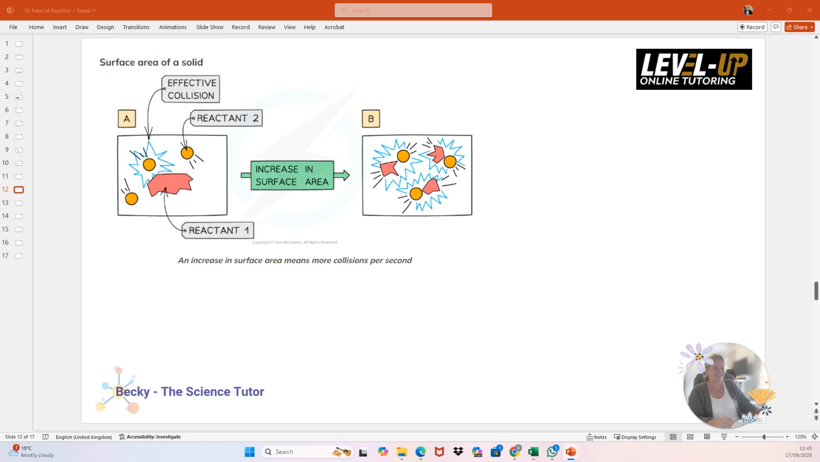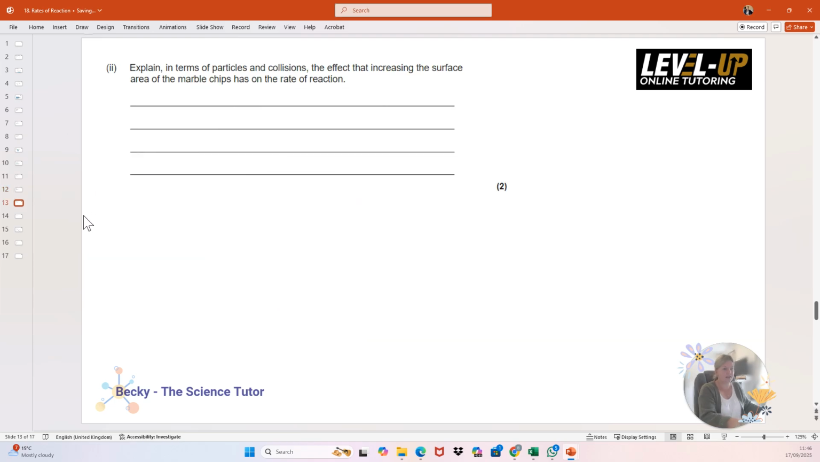So if we increase the surface area, it increases the rate. Why? Well, essentially we get more collisions because we've got more area exposed where those collisions can occur. Okay, so let's follow our same pattern.